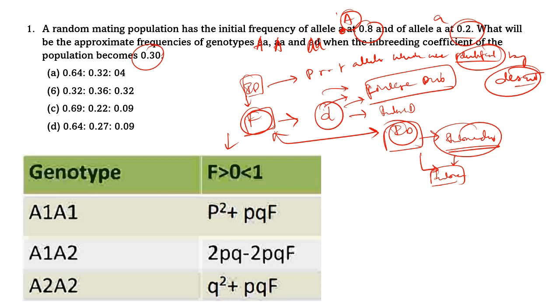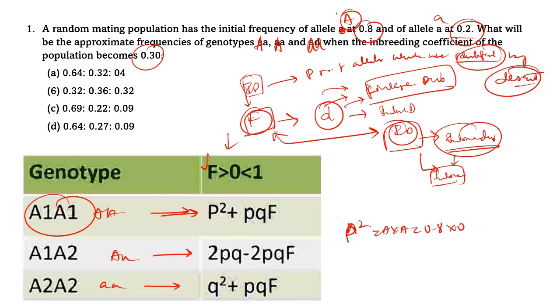So you have to apply this direct formula, where for capital A capital A it is P square plus PQF, for capital A small a it is 2PQ minus 2PQF, and for small a small a it is Q square plus PQF. If you substitute, P square is 0.8 into 0.8, so it will be 0.64. The PQF value will be around 0.048. If you add these two, you get 0.688, which is approximately 0.69.